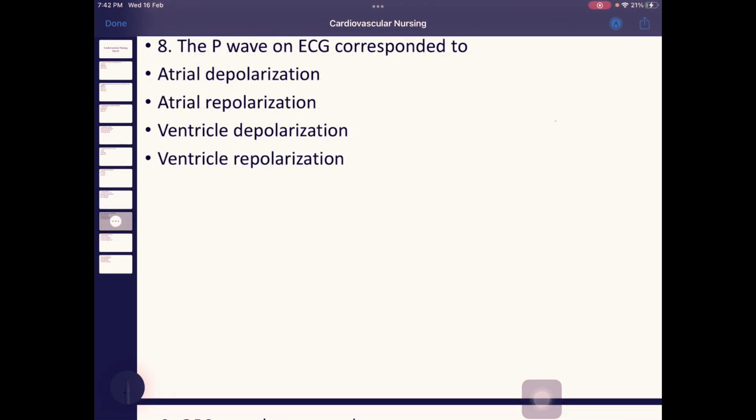Question number 8. The P wave on ECG corresponds to: option A, atrial depolarization; option B, atrial repolarization; option C, ventricular depolarization; option D, ventricular repolarization. So the correct answer here is atrial depolarization. What does depolarization mean? In other words, we can say it is contraction.